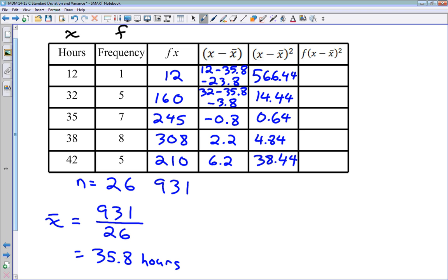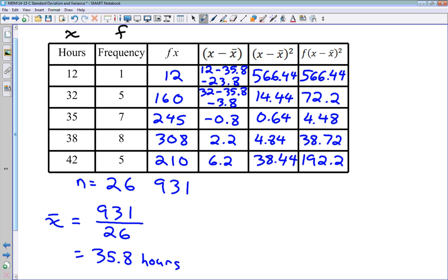Finally, take each one of these deviations, multiply it by the frequency with which it occurs. So our first one, our frequency is just 1, so we'll get 566.44. For our second one here, our frequency is 5, so 5 times 14.44 gives us 72.2. And we can keep doing this multiplication, 4.48, 38.72, and finally 192.2.